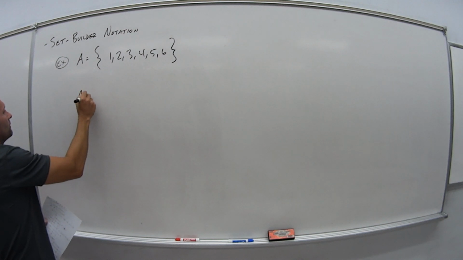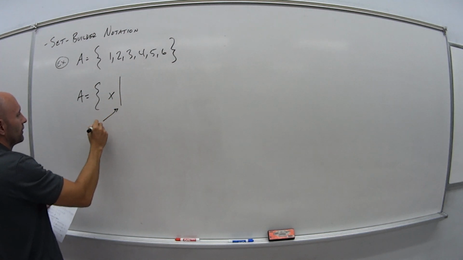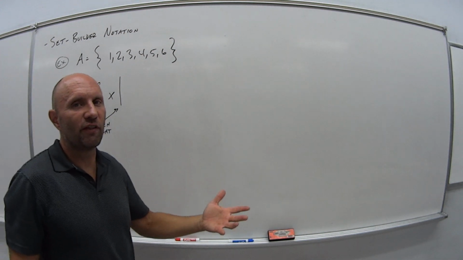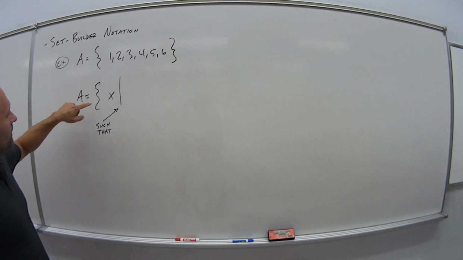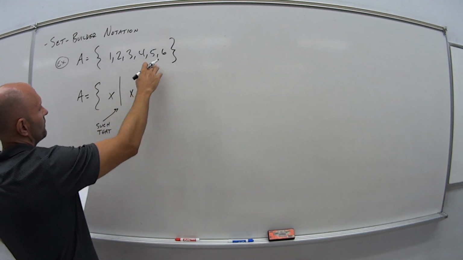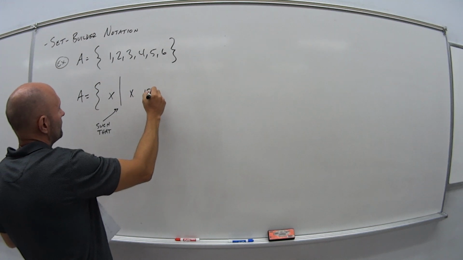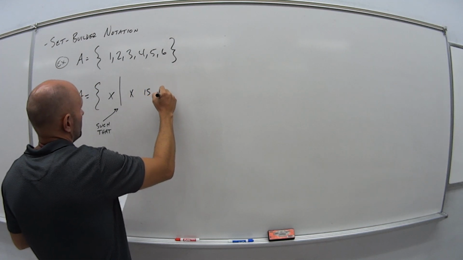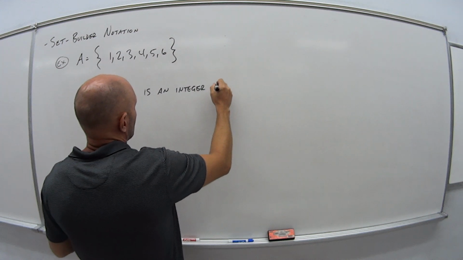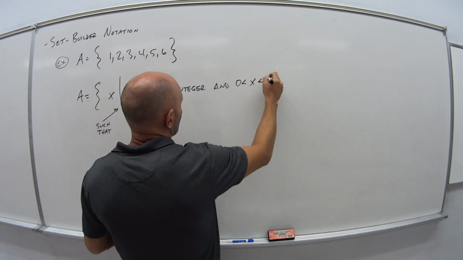I can rewrite this saying that A is some value X with a vertical bar, and this vertical bar is shorthand for the terminology "such that." So it means the set A is some value X such that, and then we just have to describe this. This is where there's quite a bit of freedom. So you could say X is an integer, and X is greater than 0 and less than 7.